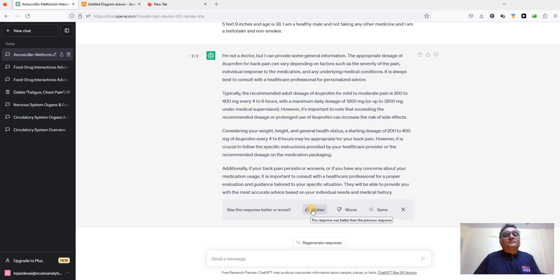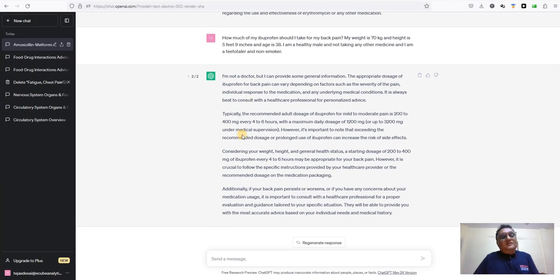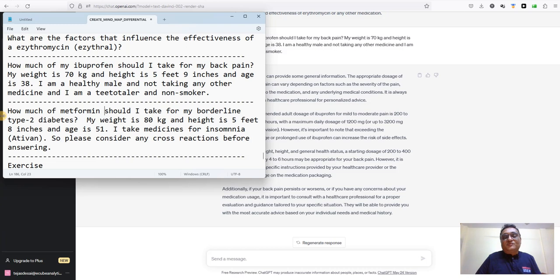Now, this time I complicate the cases slightly. The previous one was a healthy person. Now I have borderline type 2 diabetes. Weight is also slightly on the higher side, 80 kg. Height is 5 feet 8 inches, from which it can calculate BMR. And age is also on the higher side, 51. Suffering from insomnia and taking 81 as a drug. So please consider any cross reaction before answering.